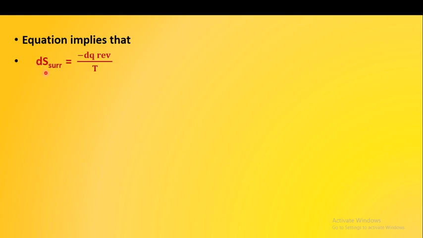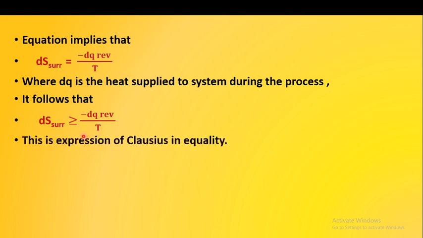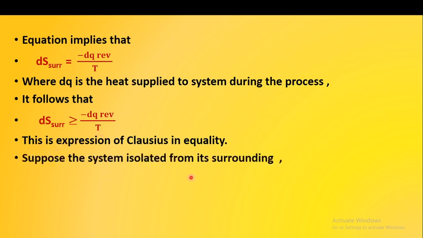This equation implies that dS surrounding is equal to minus dq reversible upon T, where dq is the heat supplied to the system during the process. It follows that dS is greater than or equal to dq reversible upon T. So this is the expression of the Clausius inequality.